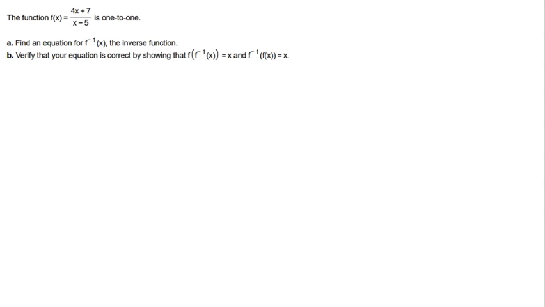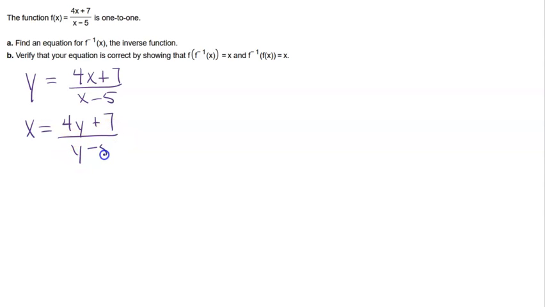The very first thing that we need to do is rewrite this function as an equation. In other words, y is equal to 4x plus 7 over x minus 5. Now the idea about an inverse function, no matter how you look at it, is the x's and y's are flipped. So that means the y turns into an x value and the x turns into a y value. And notice we have a y value in the numerator and the denominator. And now my goal is to solve for y.